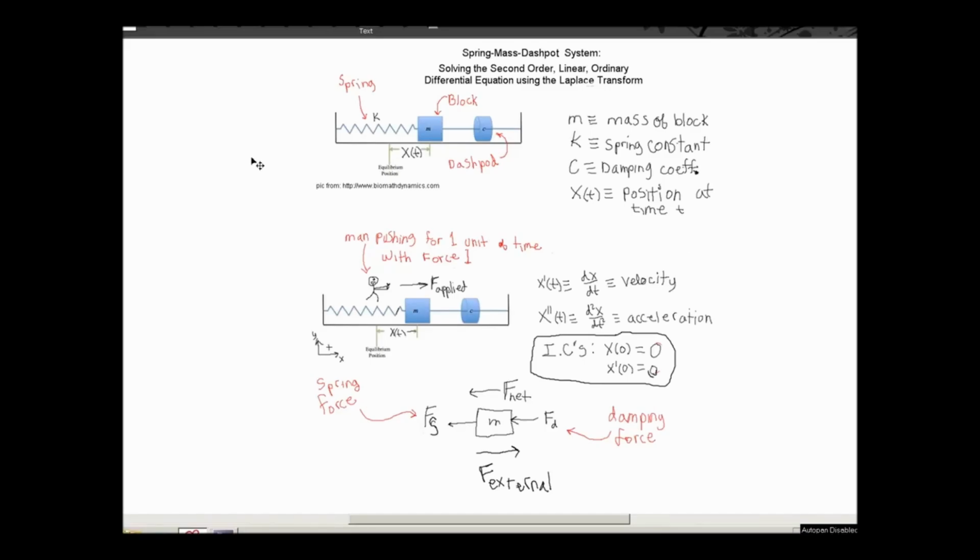Okay, today we're going to be looking at a spring-mass-dashpot system. Namely, we're going to use a Laplace transform to arrive at a solution. So a spring-mass-dashpot system consists of a block with mass m. It's tied to a dashpot with a damping coefficient c and a spring with spring constant k.